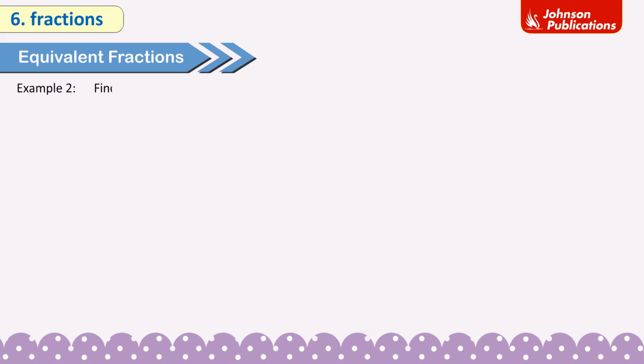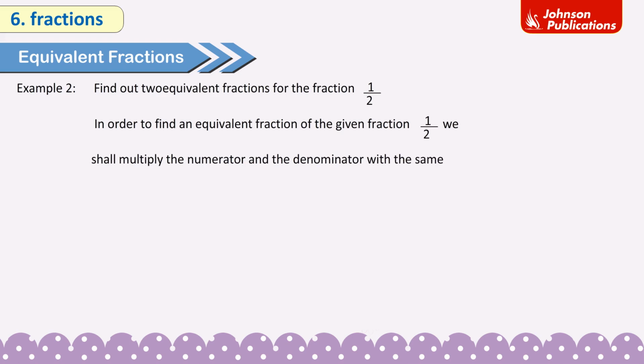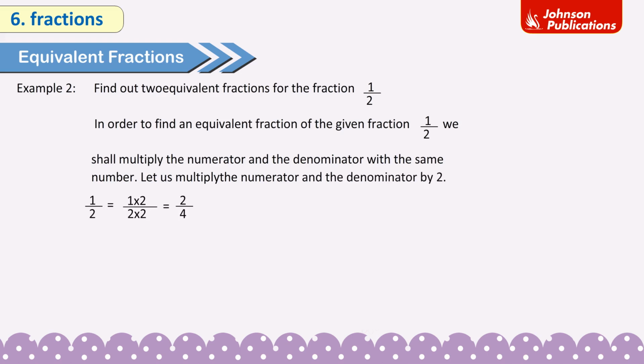Example 2. Find out two equivalent fractions for the fraction 1 upon 2. In order to find an equivalent fraction of the given fraction 1 upon 2, we shall multiply the numerator and the denominator by the same number. Let us multiply the numerator and the denominator by 2. 1 upon 2 is equal to 1 multiplied by 2 upon 2 multiplied by 2, which is equal to 2 upon 4. Thus, 2 upon 4 is an equivalent fraction.